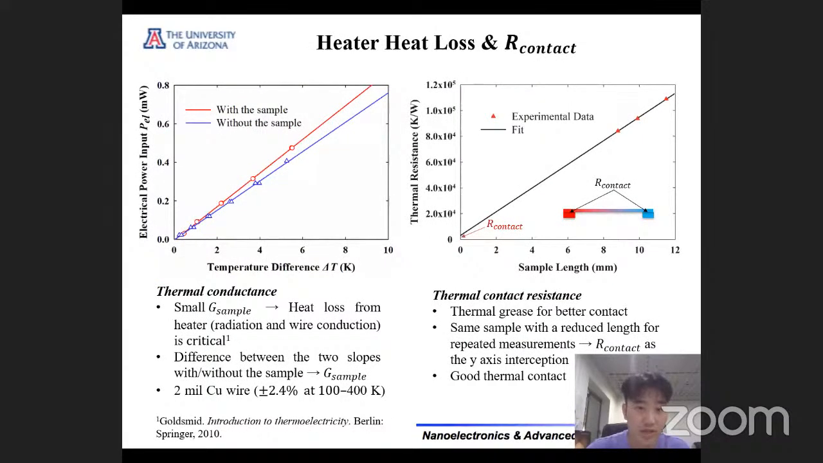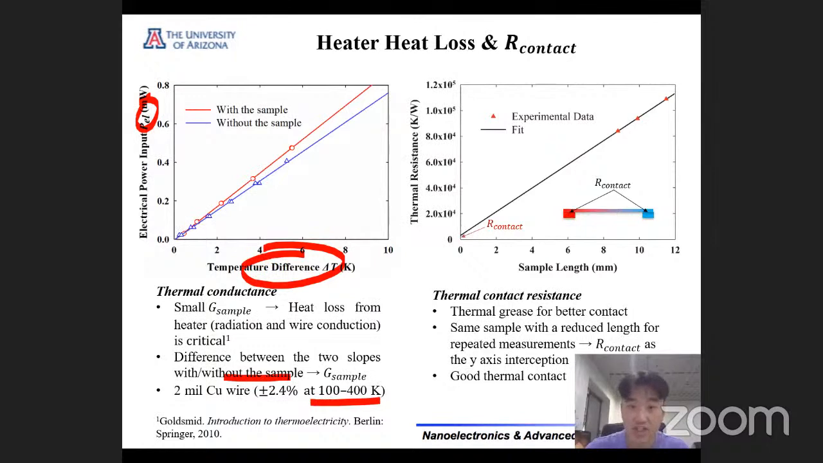Our samples have very small thermal conductance, so the heat loss from the heater is critical. In this case, we measure the heating power of the heater versus temperature difference with and without the sample. The difference between the two slopes gave us the thermal conductance G sample. We calibrated our setup with 2 mil copper wires with a 2.4% error from 100K to 400K.